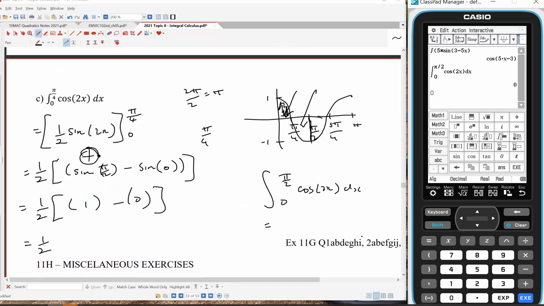So your exercise is 11G, and again, just to stress, make sure you use the formula sheet.